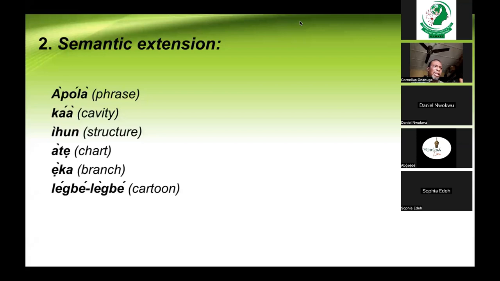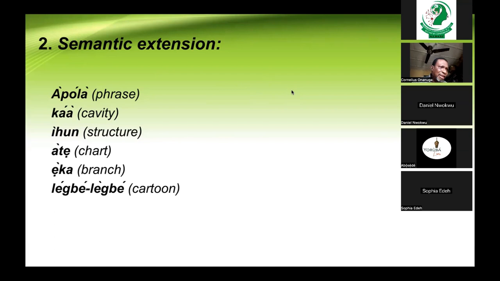Ihun is from, well, this one you can see that we have a prefix here, e plus hun, meaning structure. But the original meaning of ihun is something that you have pieced together, like we have in ihun asho, the making of a cloth. Ate, chart. The meaning of ate is something that traders or market women use in the market to display their wares so that everybody can see at a glance. But we now use ate for the vowel chart, for instance, the original meaning notwithstanding.